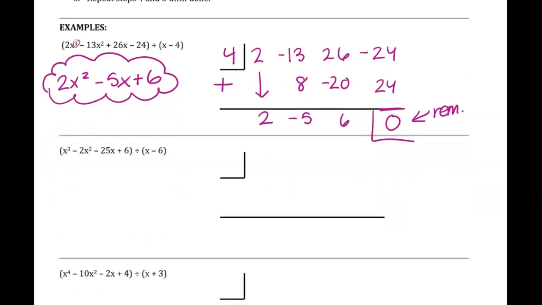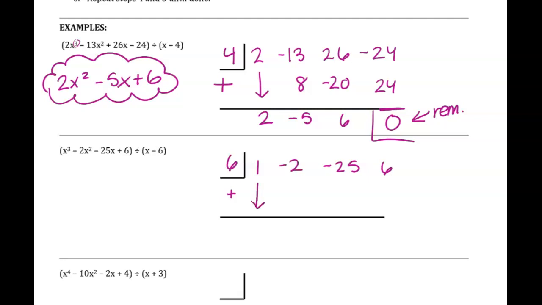Next one, first, x minus 6. 6 is being subtracted. 6 goes right there. I'm going to put a plus so I don't forget. Our coefficients, we have 1, negative 2, negative 25, and a positive 6. And negative 2 looks weird. I'm going to rewrite it.